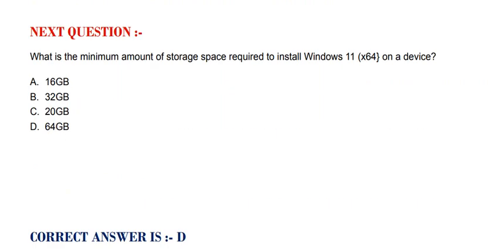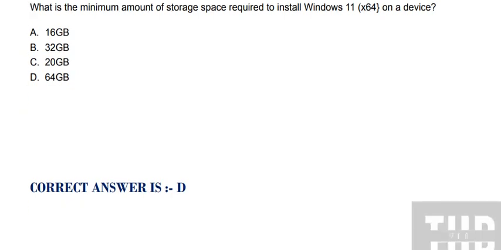Next question is, what is the minimum amount of storage space required to install Windows 11 x64 on a device? And the options are option A 16 GB, option B 32 GB, option C 20 GB, and option D 64 GB. The correct option is option D.